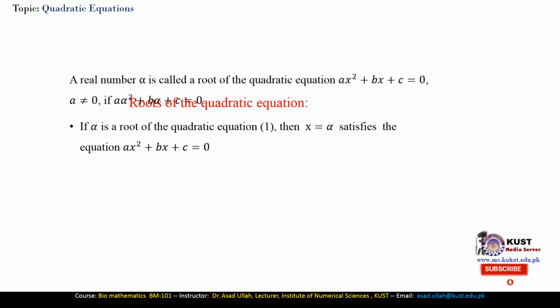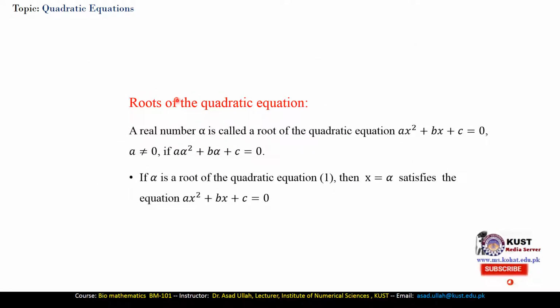Roots of the quadratic equation. A real number alpha is called a root of the quadratic equation ax square plus bx plus c is equal to 0 if a alpha square plus b alpha plus c is equal to 0. It means that if we use this alpha in this equation, we get a alpha square plus b alpha plus c is equal to 0. That is, it satisfies the given equation identically. Then we say that this alpha is the root of this quadratic equation. Now, if alpha is the root of the quadratic equation 1, then x is equal to alpha satisfies the equation ax square plus bx plus c is equal to 0.